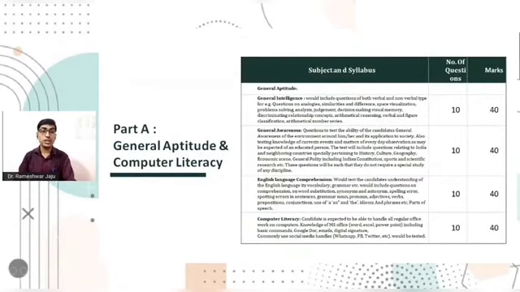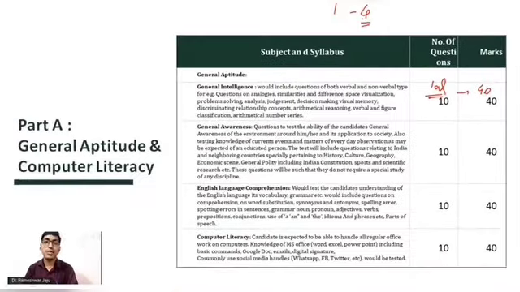Now with regard to the syllabus, these are the four heads, including general aptitude and computer literacy. Every section carries 10 questions, followed by 40 marks. It means one question carries 4 marks, and there is negative marking. The negative marking is 0.25. So if one question is wrong, you lose 1 mark, and if it is right, you get 4 marks.